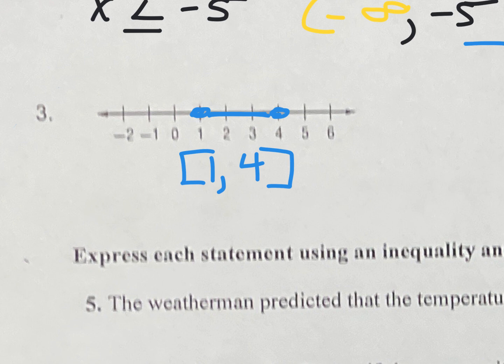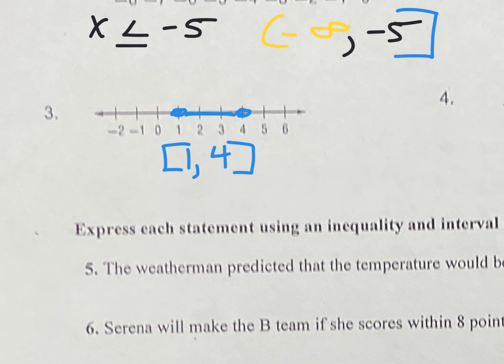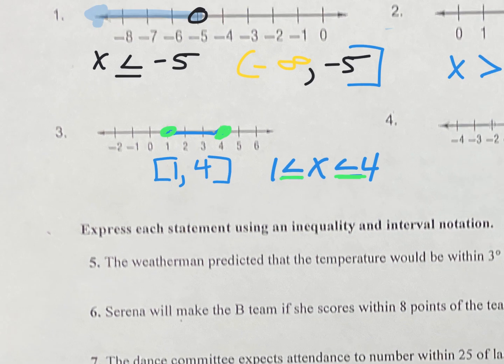And then last but not least, it's the part that's really hard to write too, to come up with the inequality yourself. So I think of it as, hey, the inequality is in between 1 and 4, right? So that means x is going to be in between 1 and 4. And because they are filled in, we need to add those equal to signs. So that's what the inequality would look like if it's an and situation.